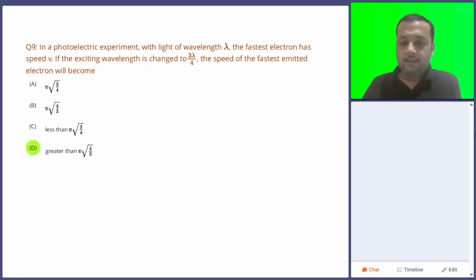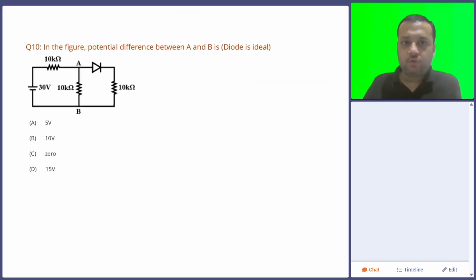Okay, let's see the next question. So here what is happening? The potential difference between A and B, so you have to find the potential difference between A and B. The diode is ideal. So if the diode is ideal, that means it is in forward bias, so you can simply replace this by a wire.